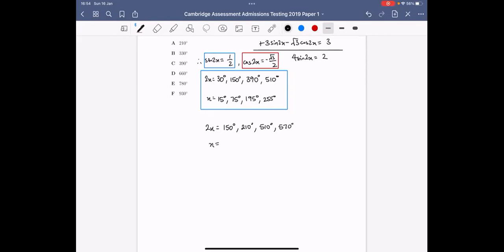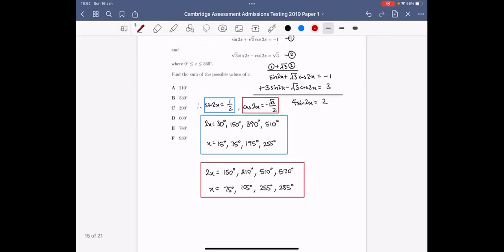Then we just add 360 degrees to all of them. So that x is 75, 105, 255, and 285. This is for cosine. So it says find the sum of the possible values of x. We have the values shared are 75 and 255, and they add up to 330 for an answer of B.